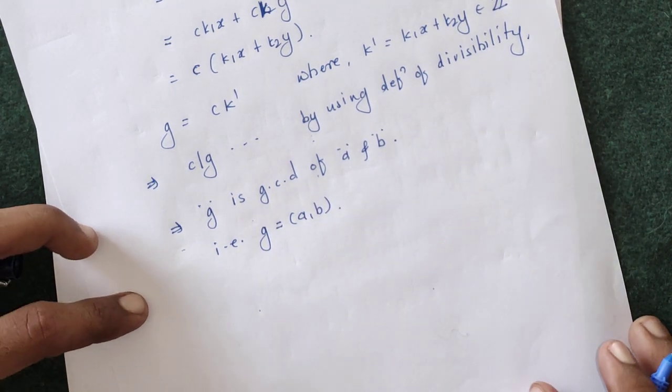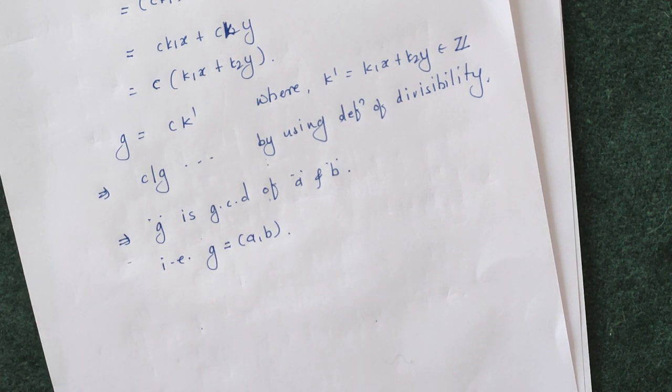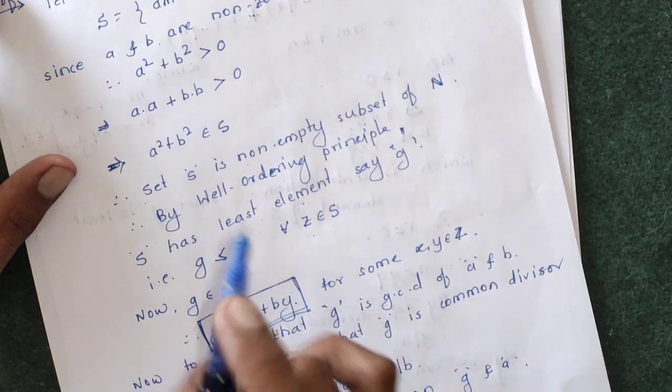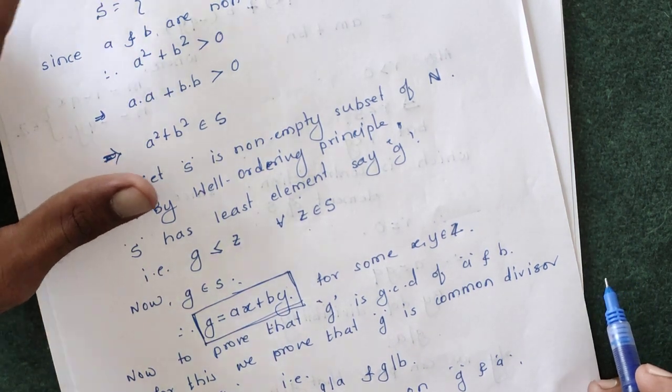In this proof, till now we have seen that G is equal to Ax plus By, that is G is expressed as a linear combination of A and B, and G is the GCD of A and B. Now it remains to prove that the statement of our theorem is, any two non-zero integers A and B have a unique GCD.